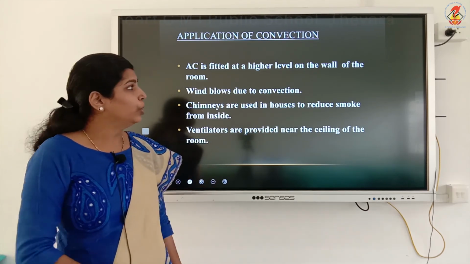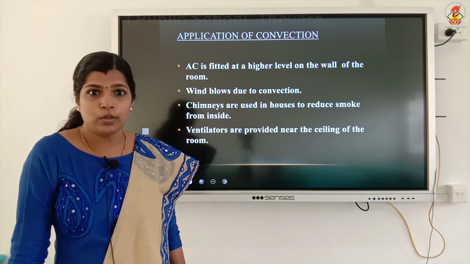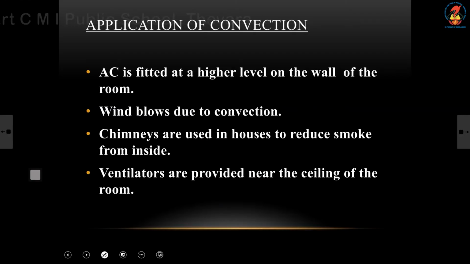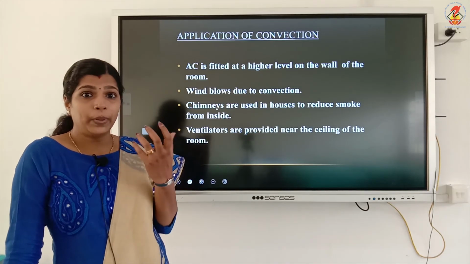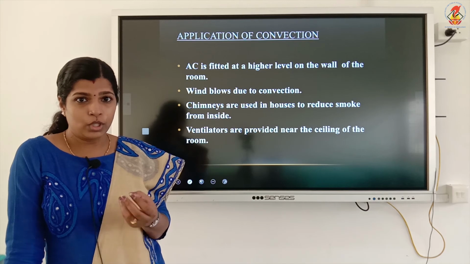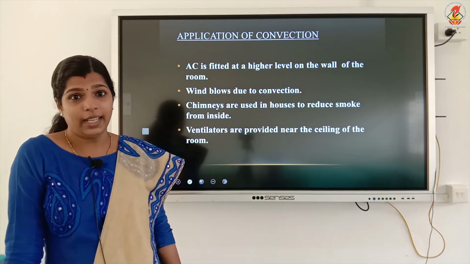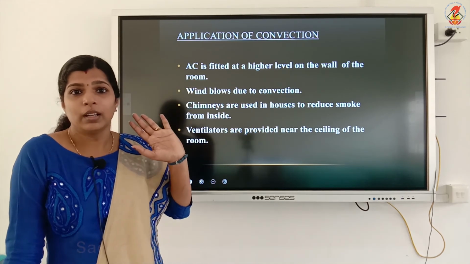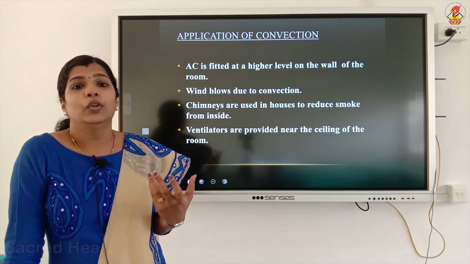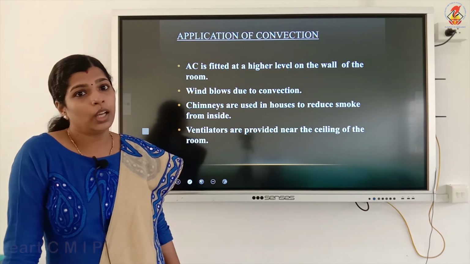Now, wind blows due to convection. Wind also blows due to convection from one place to another. Then, chimneys are used in houses to reduce smoke from inside. So, when you burn something, smoke will be produced. It is warm. Warm air is lighter, so it will move in the upward direction. So, the hot air from the room will escape through the chimneys.